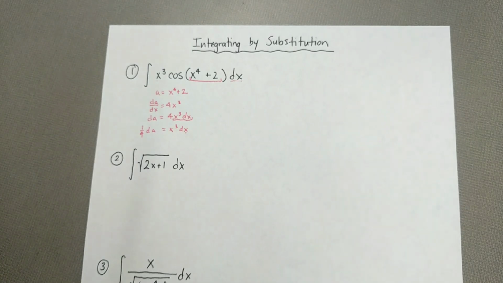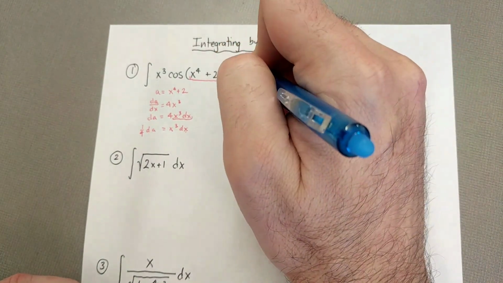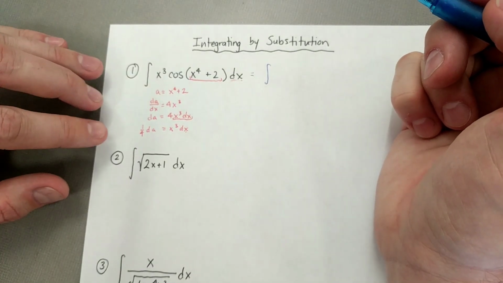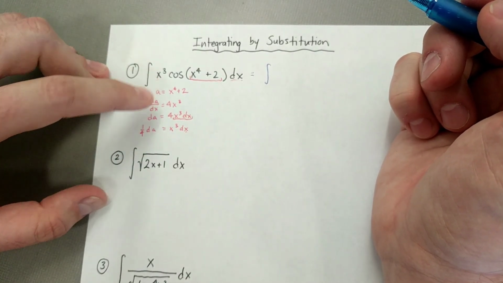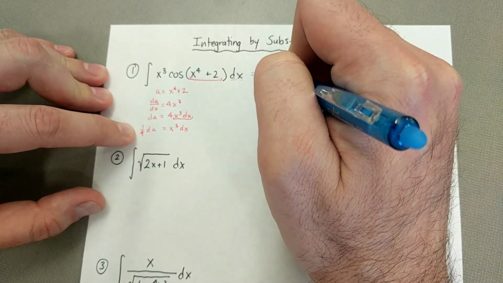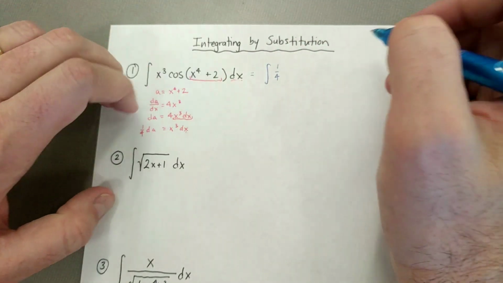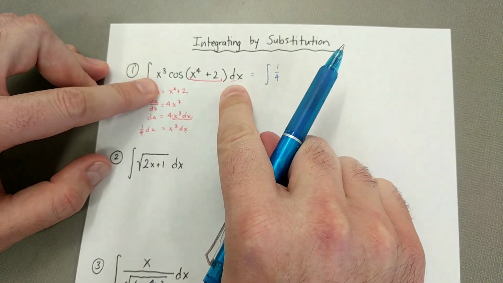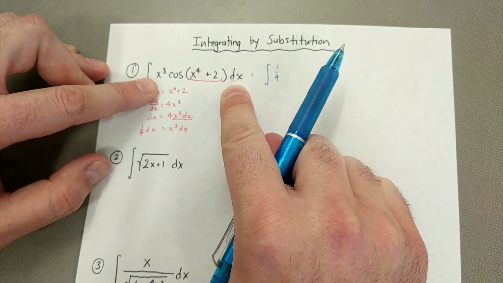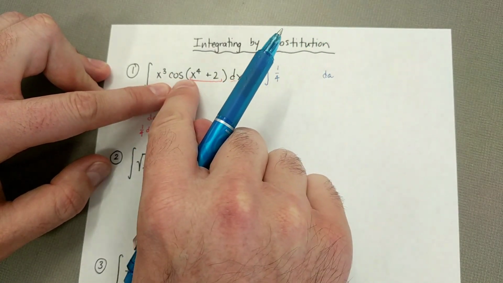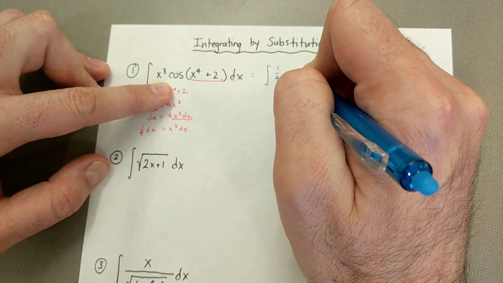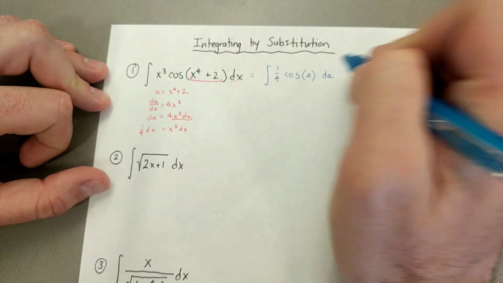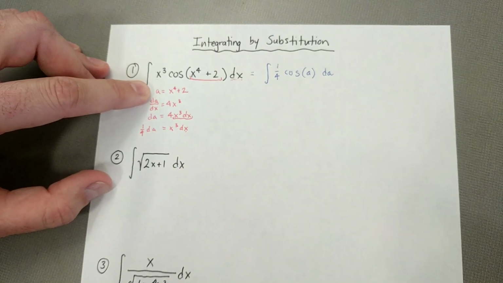So let's do it. I'm going to come back up here and go integral of, and I try to be cute with this sometimes. So x cubed coming out is replaced with a fourth, and then the dx on the end will be replaced with a dA. So I took care of this substitution. And then, of course, I can substitute this cosine of, instead of x to the fourth plus 2, with A because of that statement there.